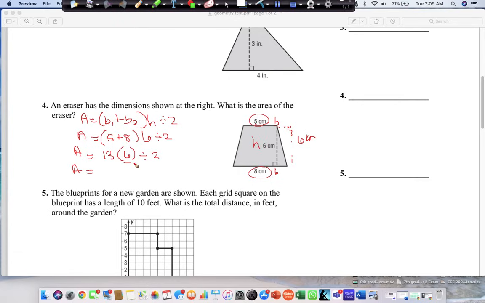I can see that we can easily take half of 6 right now. So 6 divided by 2, which gives me 3. And then just do 13 times 3, which I know is 39. If you did not know what that was, you could do 13 times 3 out to the side here, and then that would give you 39. So we have 39 centimeters squared, and that is our answer.